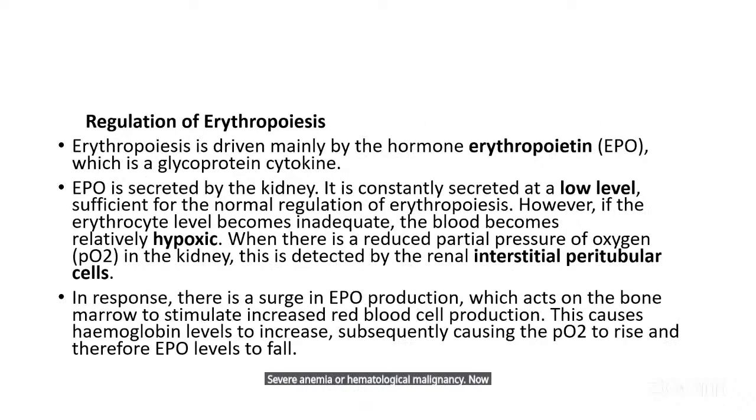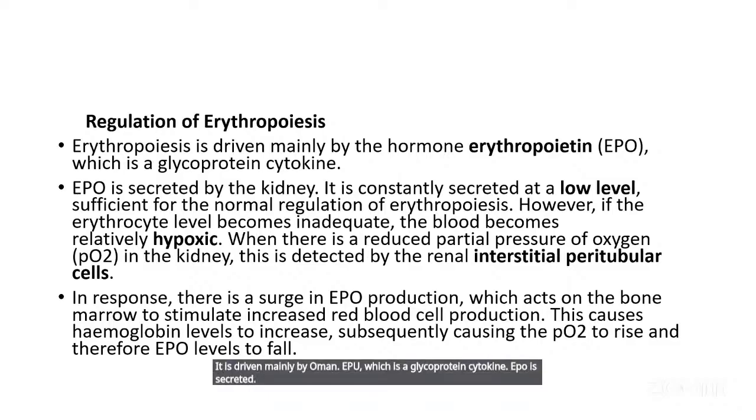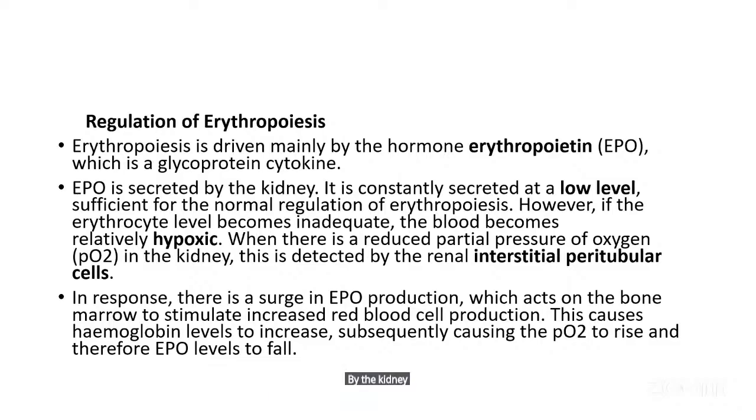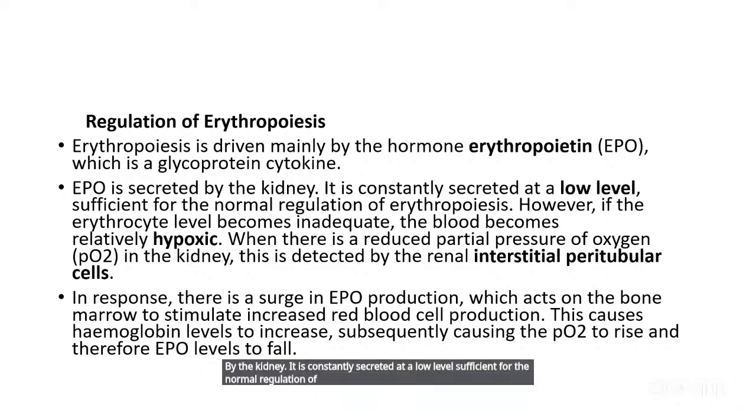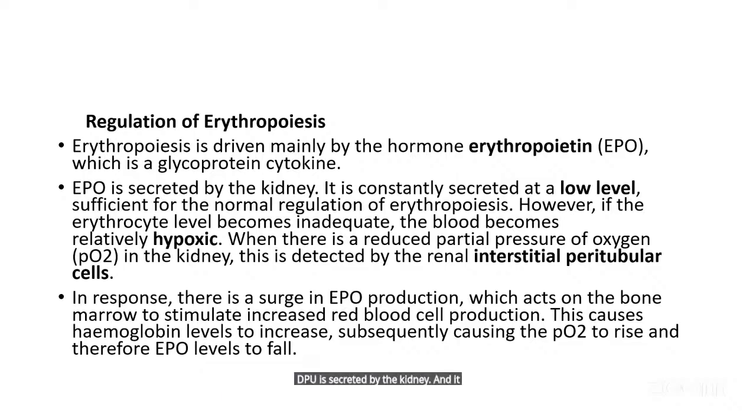Now, the regulation of erythropoiesis. Erythropoiesis is driven mainly by the hormone EPO, which is a glycoprotein cytokine. EPO is secreted by the kidney. It is constantly secreted at a low level, sufficient for the normal regulation of erythropoiesis.